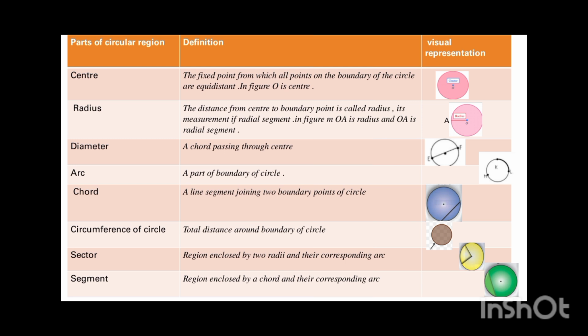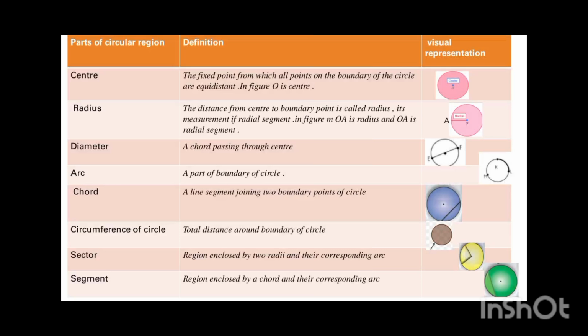Arc, a part of boundary of a circle. Basically it's a small part of the boundary of a circle. If you look here, you can see this is an arc. If this is a circle, this is one arc, this is also one arc, and this is also one arc. So this is what an arc is. Now we have chord. A line segment joining two boundary points of a circle is called a chord, and diameter itself is the longest chord. Chords can be unlimited.